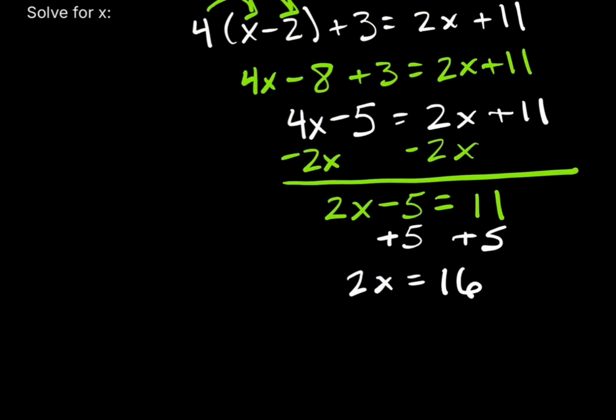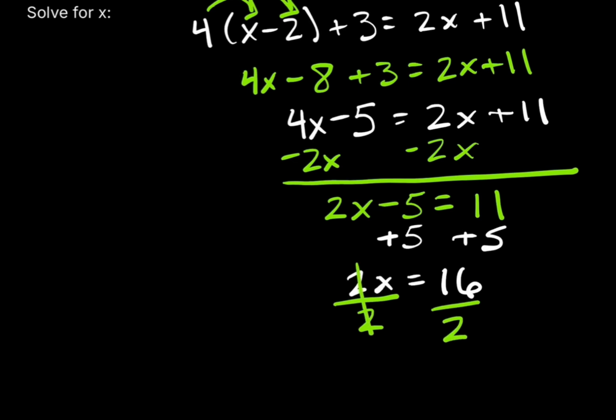So now I have x on one side and my constant on the other, but I do see that I have this coefficient of 2 that I need to get rid of in order to solve for x. So this 2x is actually multiplication, so the opposite of multiplication is division. So I'm going to divide each side by 2 to get x by itself.